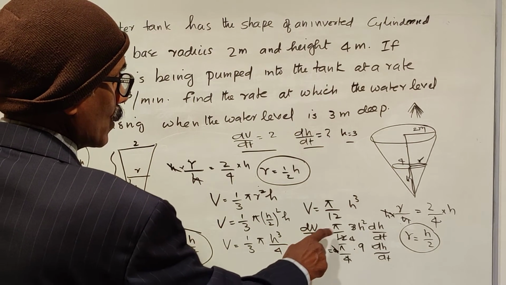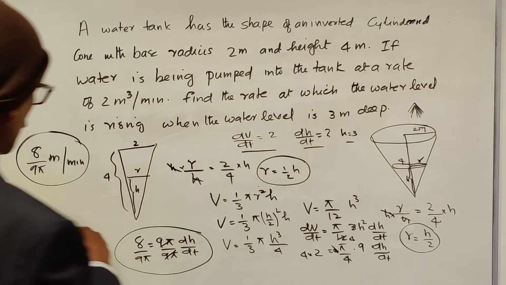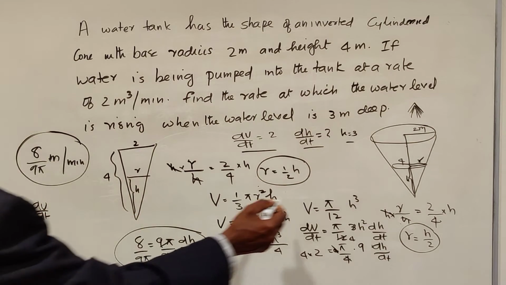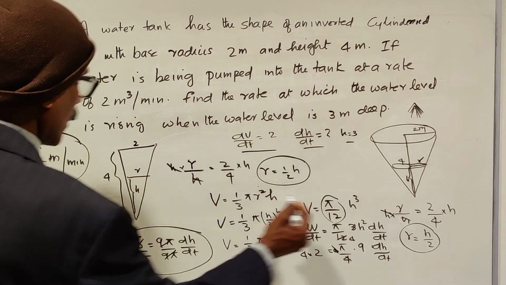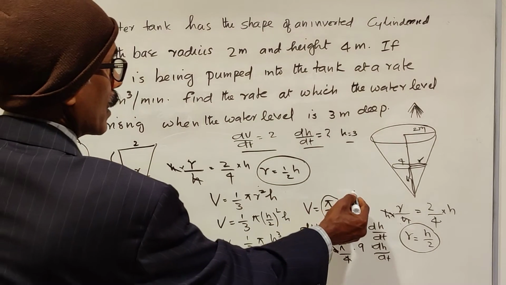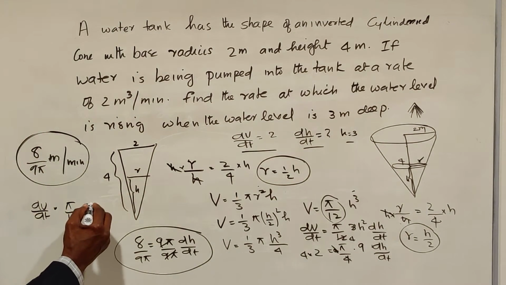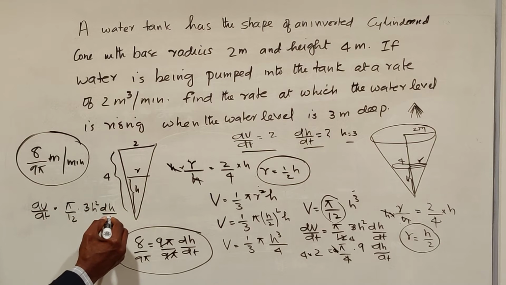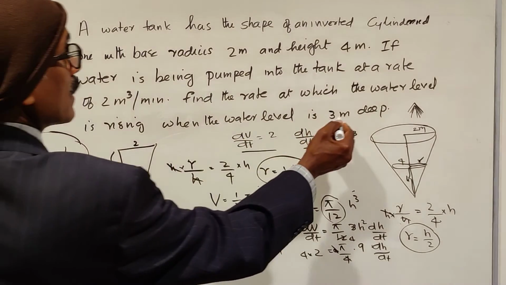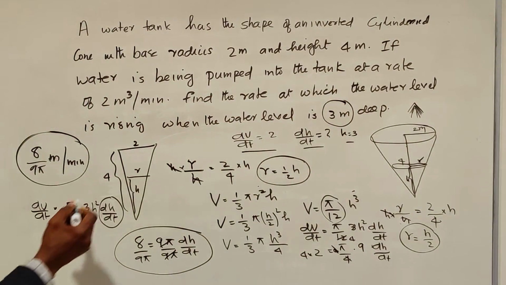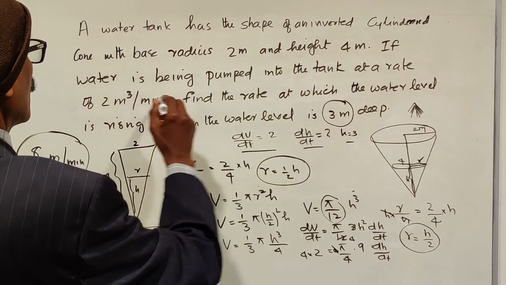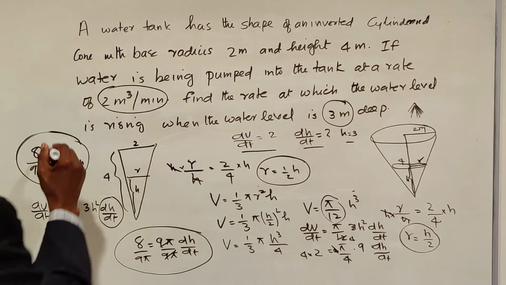dV by dt is equal to pi by 12 times, see, pi by 12 is a constant. Pi by 12 is a constant times, what is the derivative of h cube? 3h square dh by dt. We are going to find out dh by dt. Okay, h is what? H is 3 meter. So it is given. dV by dt is what? dV by dt is, say here, 2 meter cube.